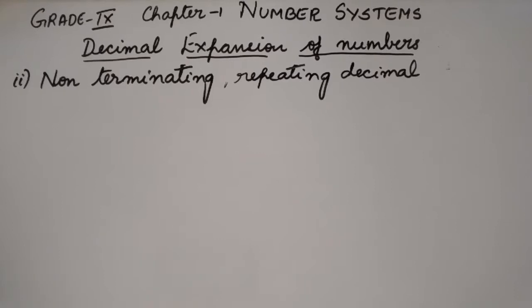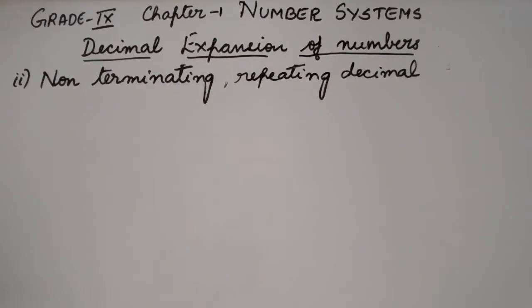Decimal expansion of numbers. In the last class, we have already studied the first type of decimal expansion of numbers, that was the terminating decimal. So terminating decimal numbers are the rational numbers. In today's class, let's study the meaning of non-terminating repeating decimal.